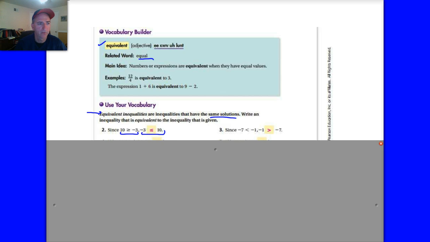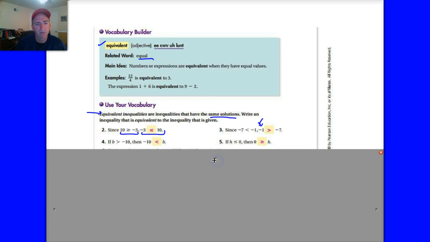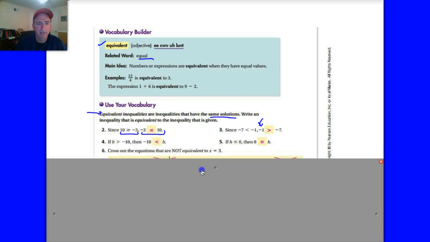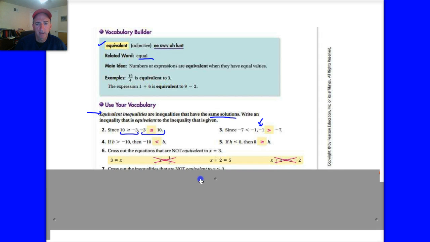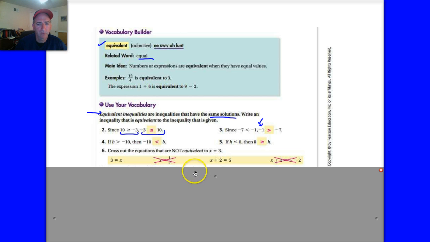Likewise, number 3 here, if -7 is less than -1, then if you flip it around, you put the -1 first. Oops, here I meant to draw an arrow to the -1. -1 is greater than -7. Okay, so they're the same inequalities, so that's an equivalent. Those are equivalent inequalities because they're the same thing. They just reverse the sign around. So you could probably fill in 4 and 5 there, and not have any trouble there, I hope.